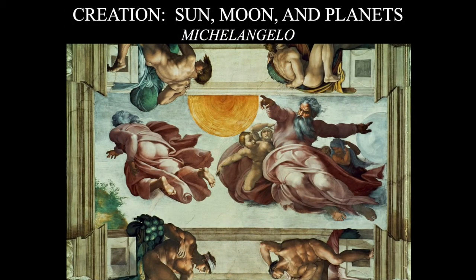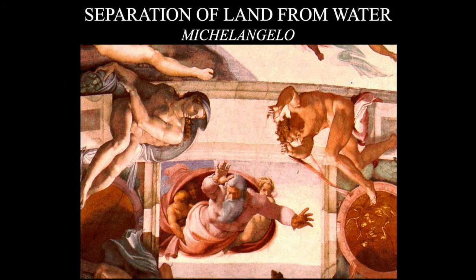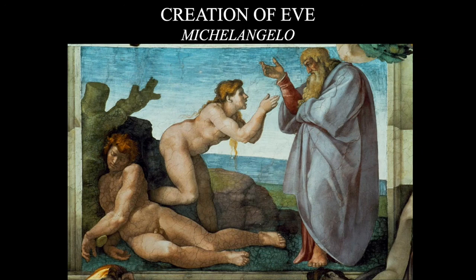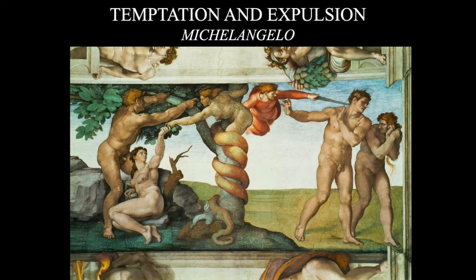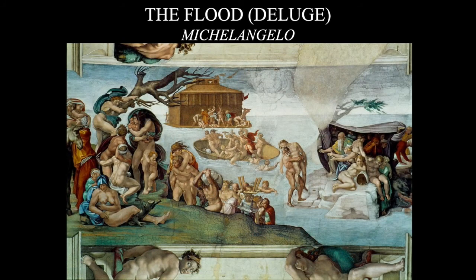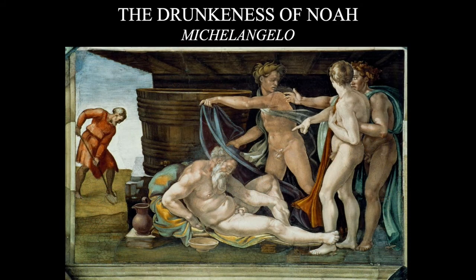Right over the altar we have the creation of the sun, moon, and planets. Then we have the separation of land from water, the creation of Adam, creation of Eve, temptation and expulsion, and then the last 3 frames are of the story of Noah, the sacrifice, the deluge, and look at that ark back in the water here, a rendering of the Sistine Chapel, letting you know the church is the way to salvation. And finally, the drunkenness of Noah.